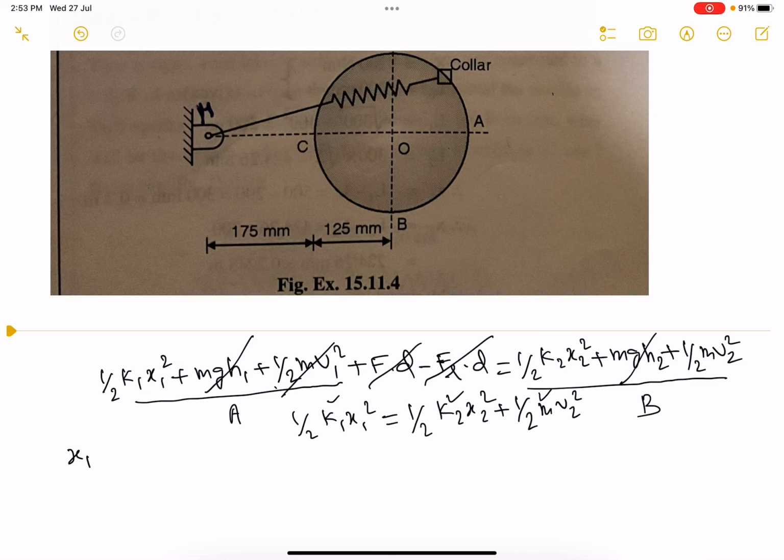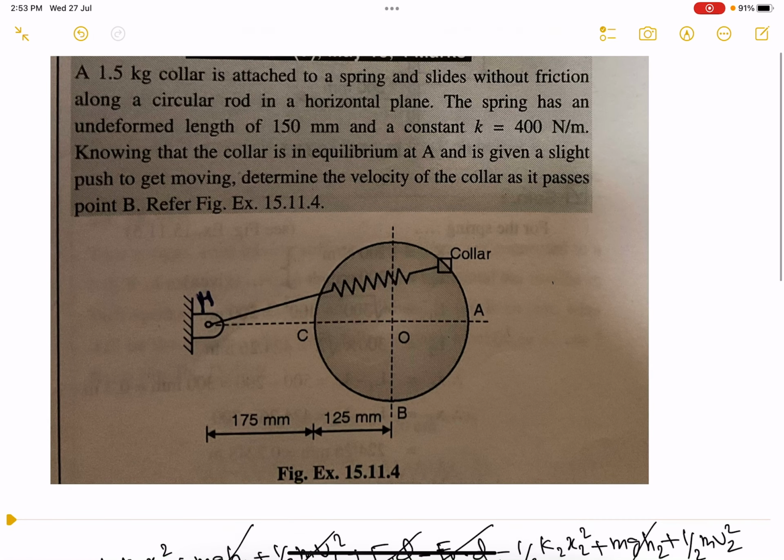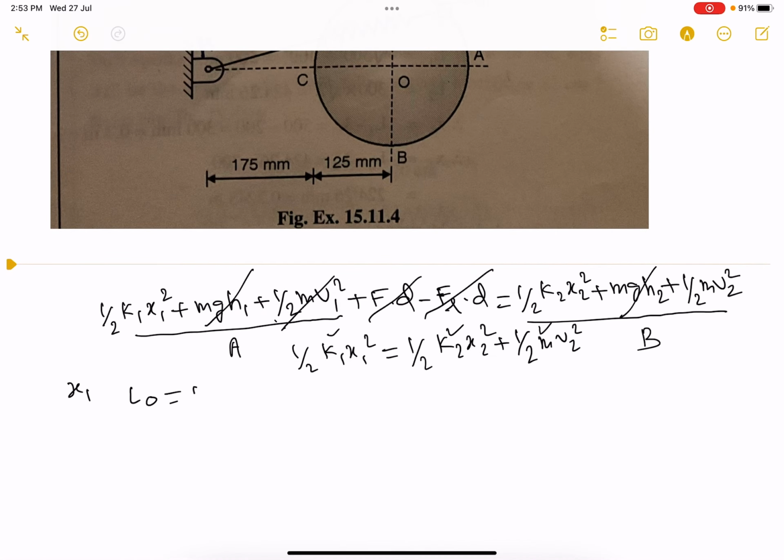To find x1, let's find the length of the spring when it is at position A, and you can immediately find it. What is the undeformed length of the spring? Undeformed length of the spring, as you can see here, is 150 mm, right? 150 mm is the undeformed length.